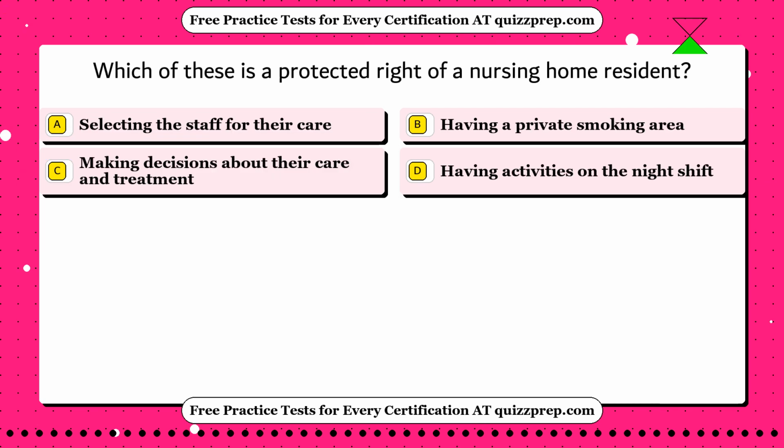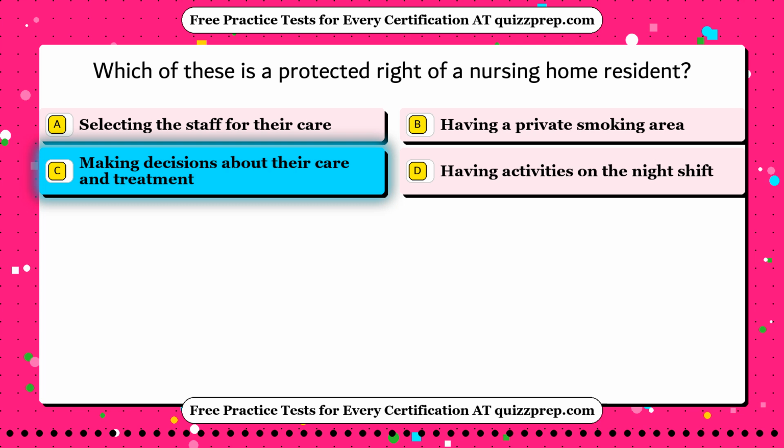Question 167. Which of these is a protected right of a nursing home resident? Option A, selecting the staff for their care. Option B, having a private smoking area. Option C, making decisions about their care and treatment. Option D, having activities on the night shift.